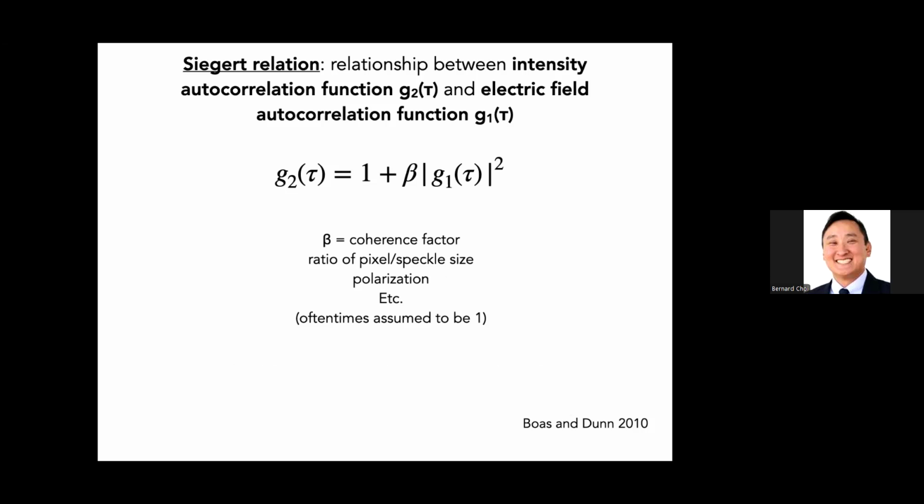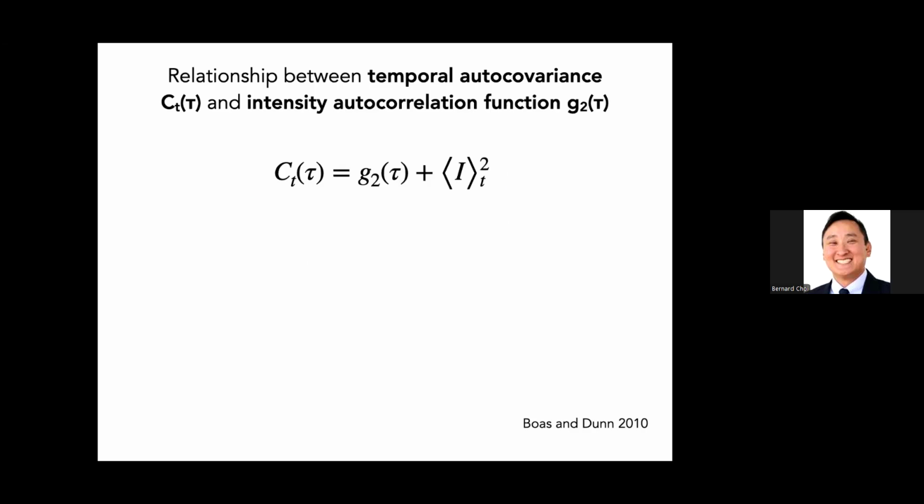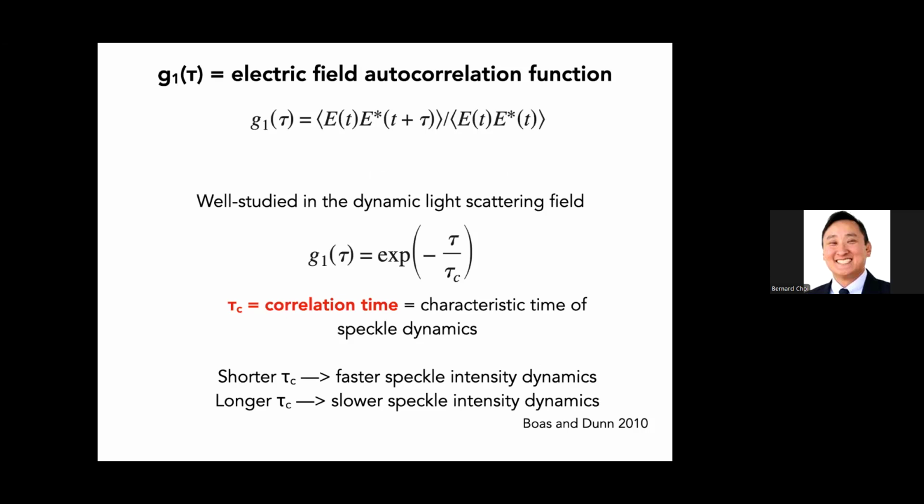So now we went from the covariance, we can get G2. From G2, we can get G1. And if you look at G1, it's the dynamics. You're going to see these exponential decays. It's convenient from a mathematical standpoint, and everybody knows what an exponential decay looks like. This exponential decay is really how the electric field will change over time as the speckles change.